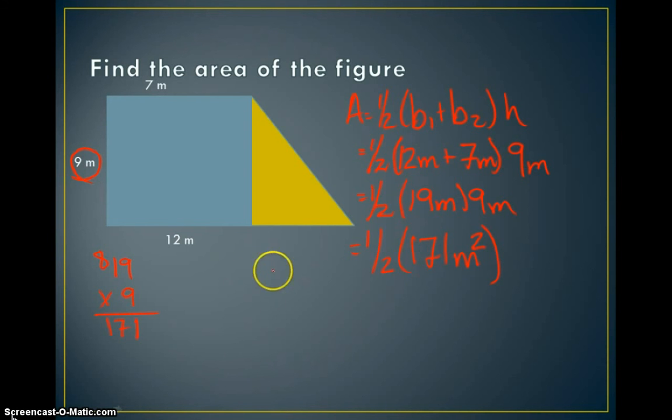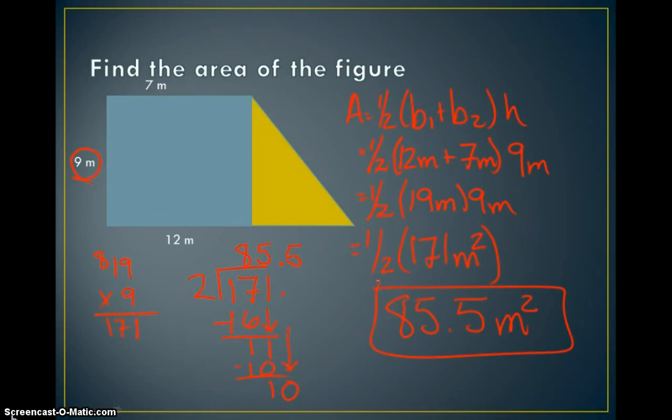Now from here, I take 1/2 times 171. 171 times 1/2 is the same as 171 divided by 2. So 2 goes into 17 8 times. That gives me 16. Get 1, carry down the 1. 2 goes into 11 5 times. Carry over my decimal. 5 times 2 is 10. Get a 1 left over. Drop the 0. And 2 goes into 10 5 times. So my final answer is 85.5 meters squared.